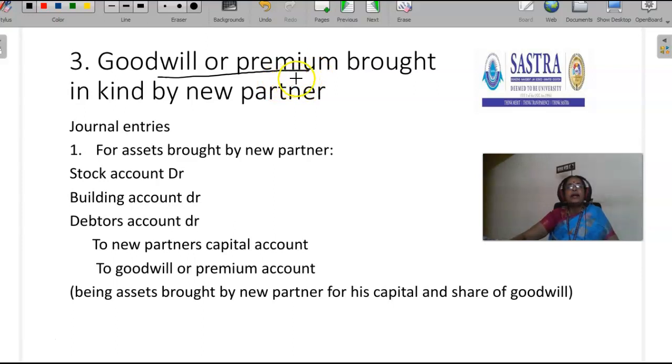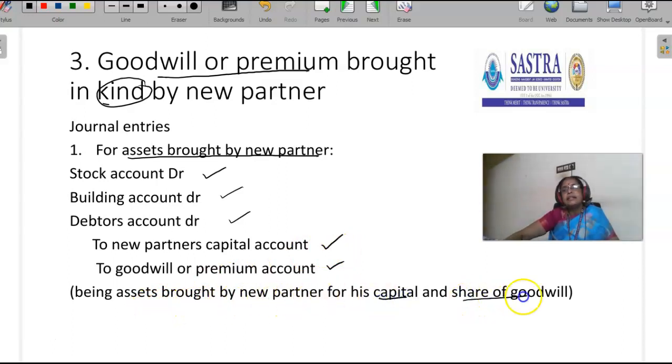Sometimes new partner may bring premium in the form of assets. What is the entry for that? Let's see. For assets brought by new partner, it may be stock, it may be building or debtors, furniture, plant and machinery. Any assets he can bring. All the assets which are brought by the new partner should be debited. Stock account debtor, building account debtor, debtors account debtor to new partner's capital account, to goodwill or premium account, being assets brought by new partner for his capital and share of goodwill.